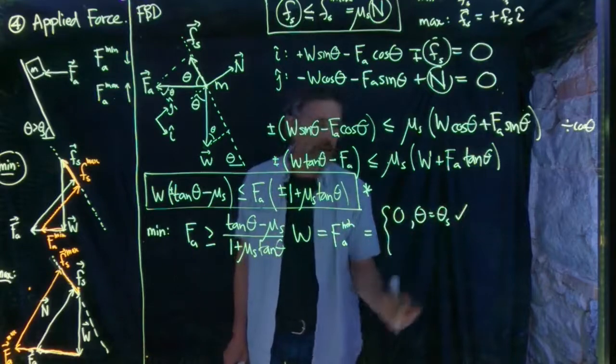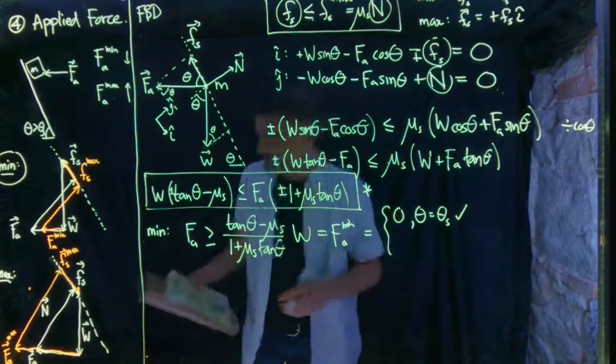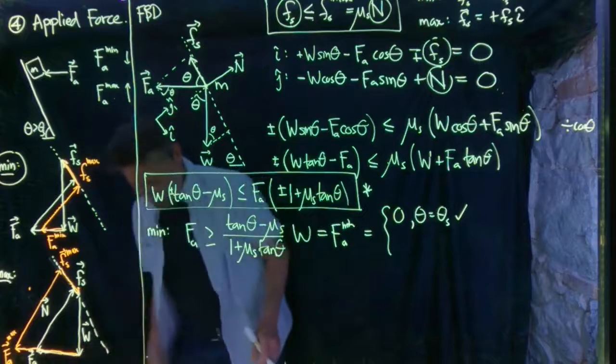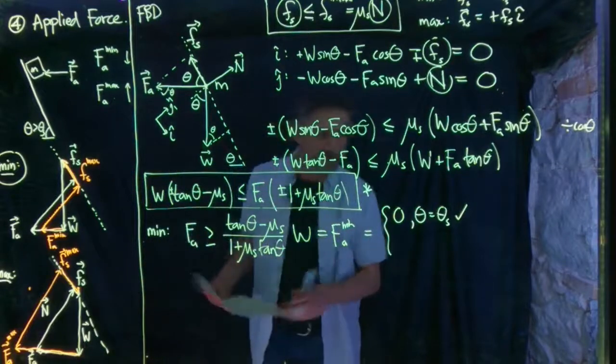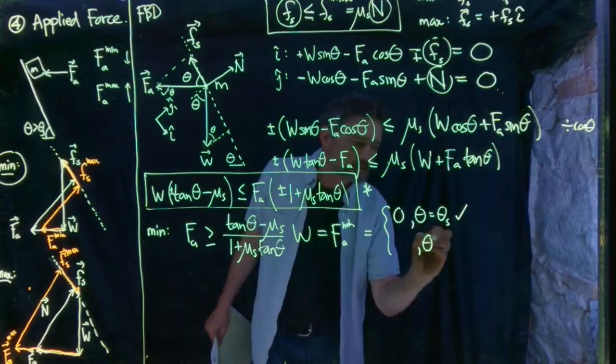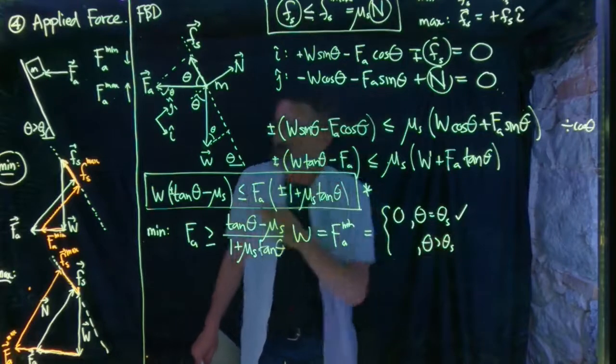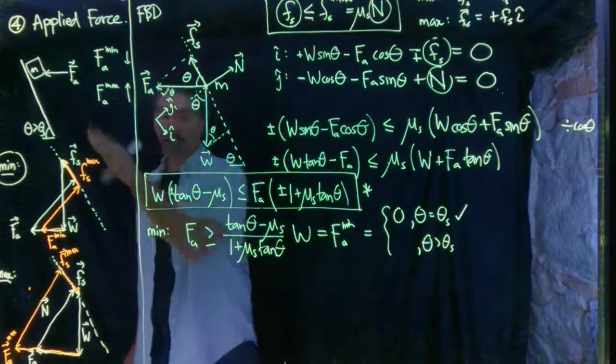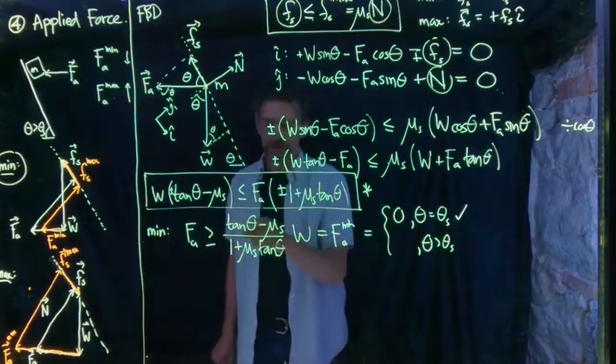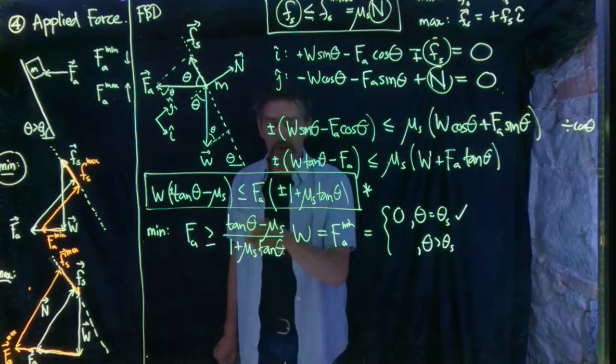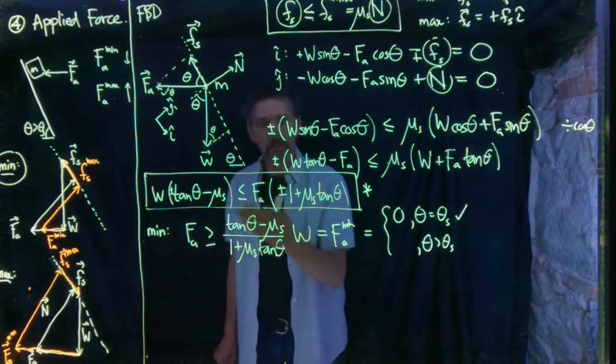Then we can consider the other case, if theta is bigger than theta static, which is the case that we're normally looking at. We crank it up to be bigger than theta static, and then you can see the tan of an angle bigger than theta static will be bigger than mu s, so this minus this will be positive, and the applied force is some positive number.